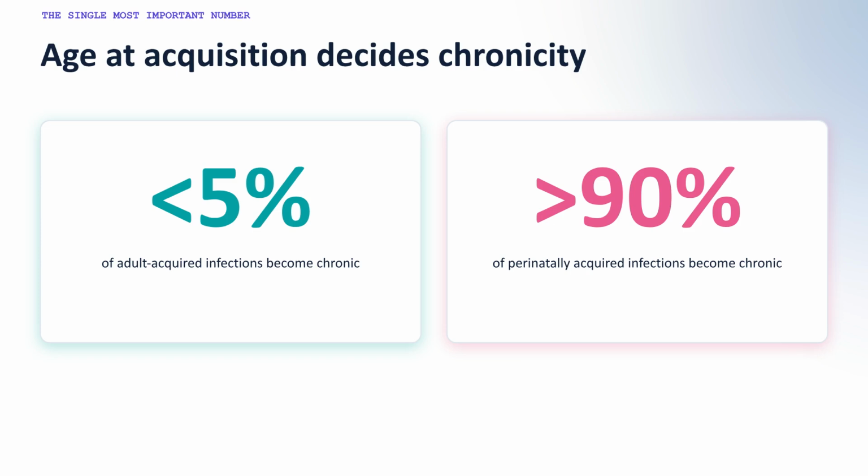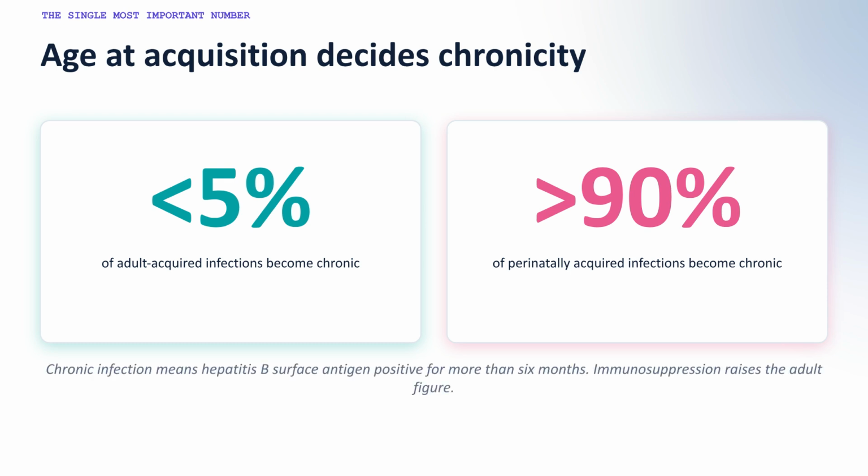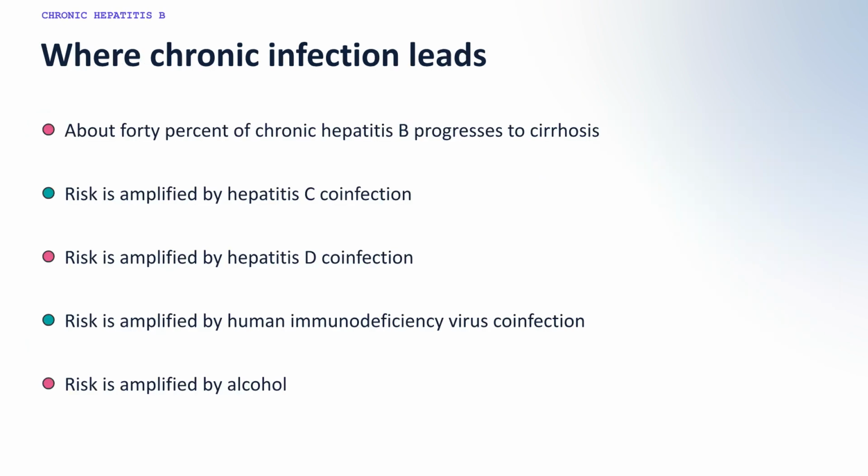That single fact explains global epidemiology. It explains why perinatal prophylaxis matters so much. And chronic infection is defined simply: Hepatitis B surface antigen still positive after 6 months. Immunosuppression raises the adult number. About 40% of chronic hepatitis B eventually progresses to cirrhosis. And 4 things make that worse: Hepatitis C co-infection, Hepatitis D co-infection, human immunodeficiency virus co-infection, and alcohol.